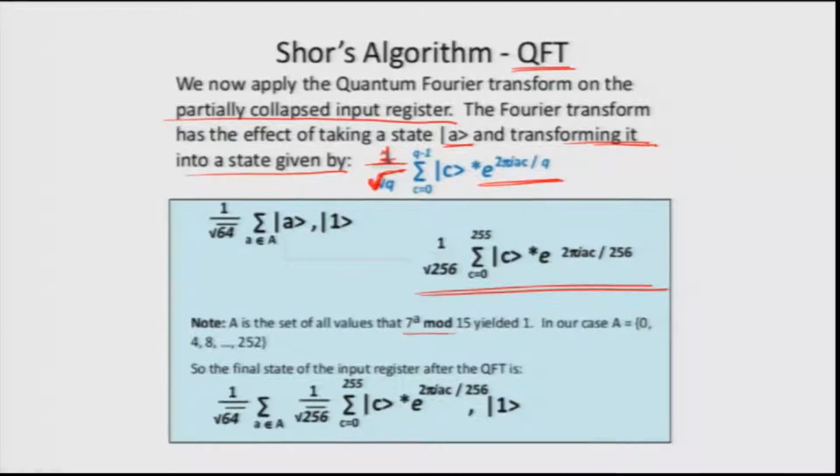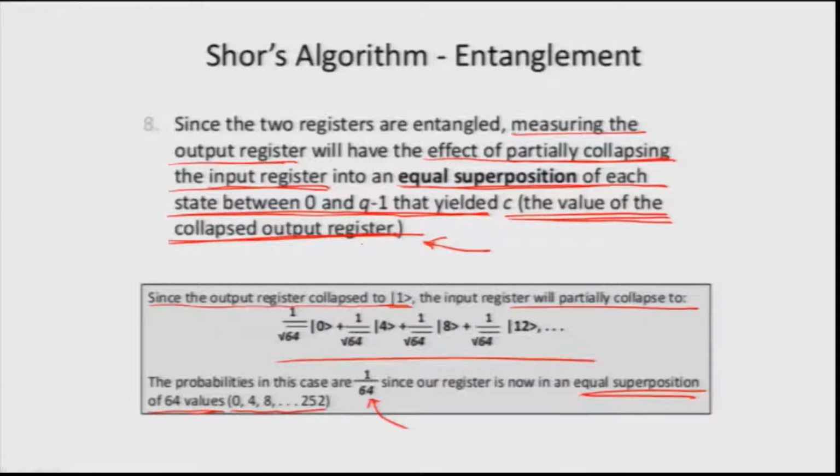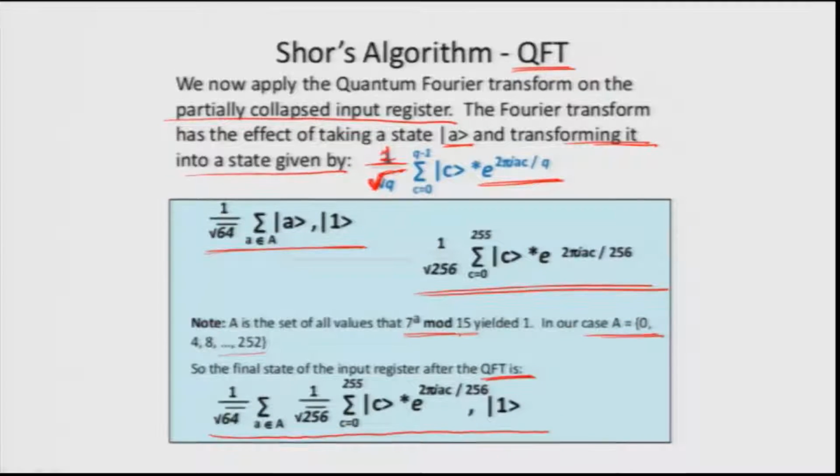A is the set of all values for which 7 to the power a mod 15 yielded 1. In our particular case, A is going to have all these values. So, the final state of the input register after quantum Fourier transform will be of this kind, because, as I mentioned in my last slide, this is my internal register. All of these values 0, 4, 8, 12, whatever, with this particular weightage factor, can be represented by this. Now, it is in entangled mode with the value that I have just measured, which is 1, which meant that when I apply the quantum Fourier transform, the partially collapsed input register would now have this value.